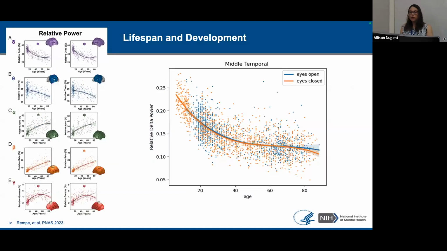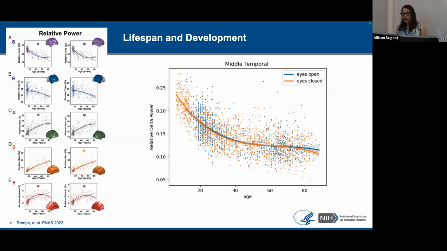To show you an example of the kind of things that can be done, on the left, this is one of the largest studies to date. It was just published in 2023 in PNAS, looking at lifespan and development effects on oscillatory activity in the brain. They found quadratic relationships between power in different frequency bands and age. Of course, this was with about 300 or so subjects, and that was the largest sample to date that had been published in an MEG paper.